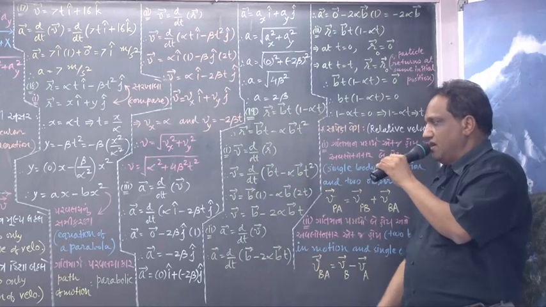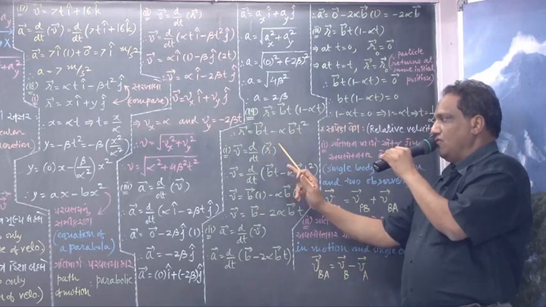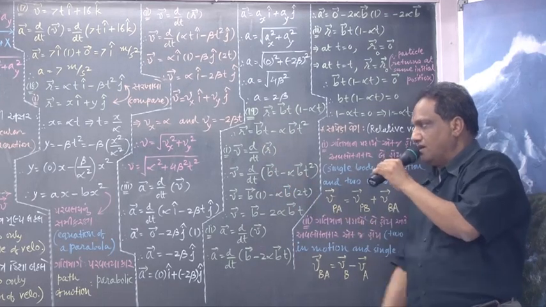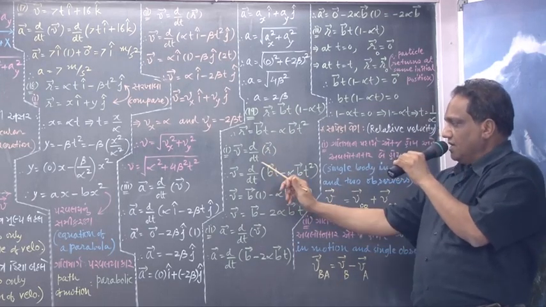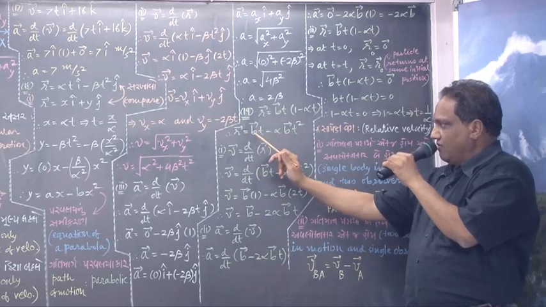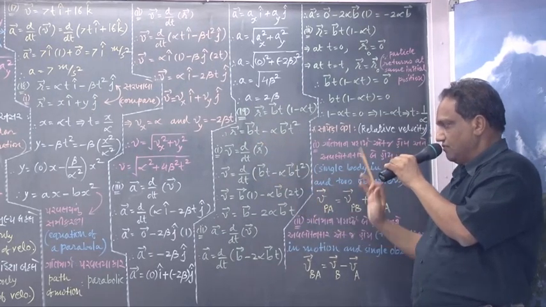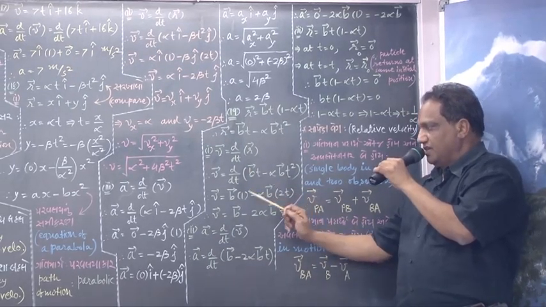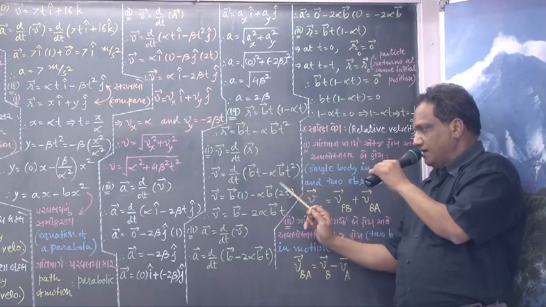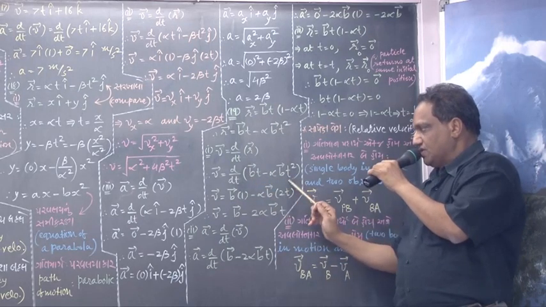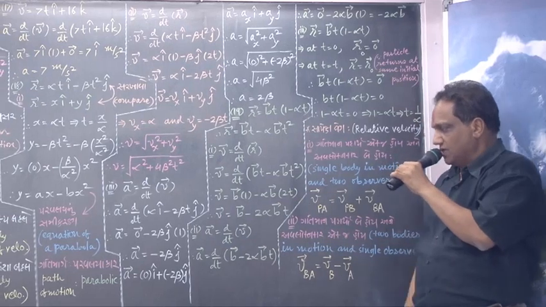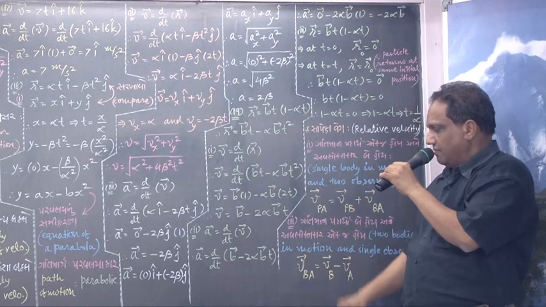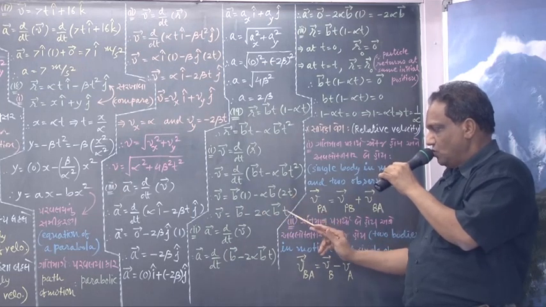We want velocity. How to get it? By taking the derivative of the position vector with respect to time, d by dt of vector r. Same formula written here. Now vector B is constant. d by dt of t is 1, alpha vector B is constant, and d by dt of t square is 2t. So it is vector B minus 2 alpha vector B into t.